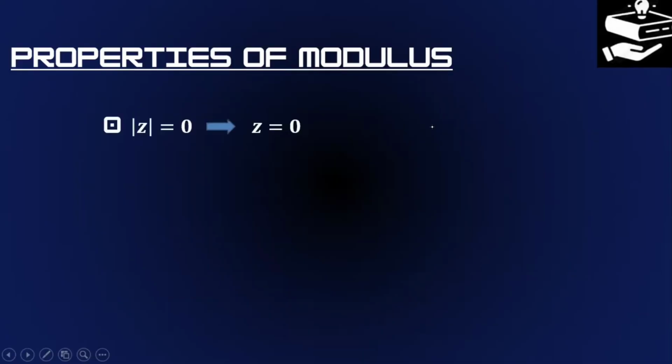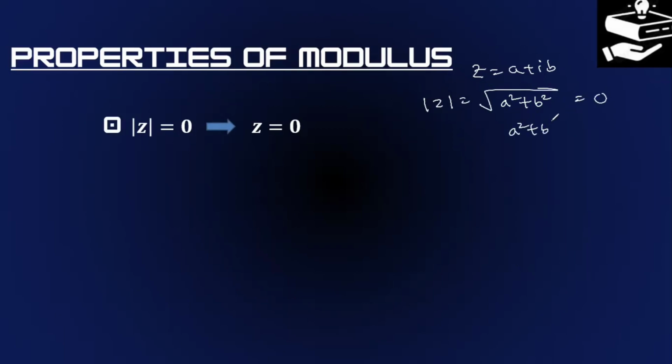Let's see. The first one is mod z is equal to 0 when z is equal to 0. Why? Because let's say z is equal to a plus ib. In that case mod z will be nothing but root over of a square plus b square, right? Now mod z becomes 0, that means a square plus b square will be equal to 0. Now the sum of the squares of two numbers will be equal to 0 if individually the numbers are 0, right? So a and b should be equal to 0. So this is our first property. Clear? Let's move on to the next property.